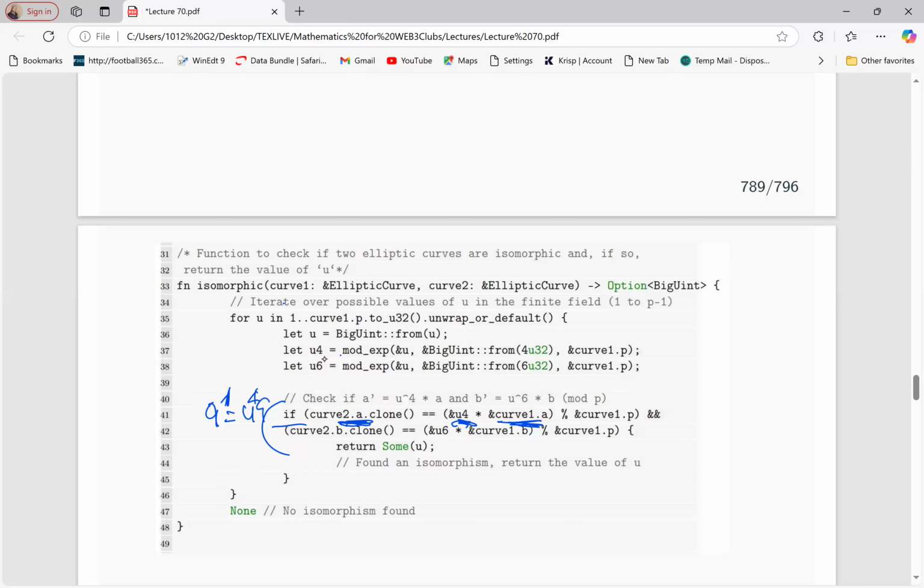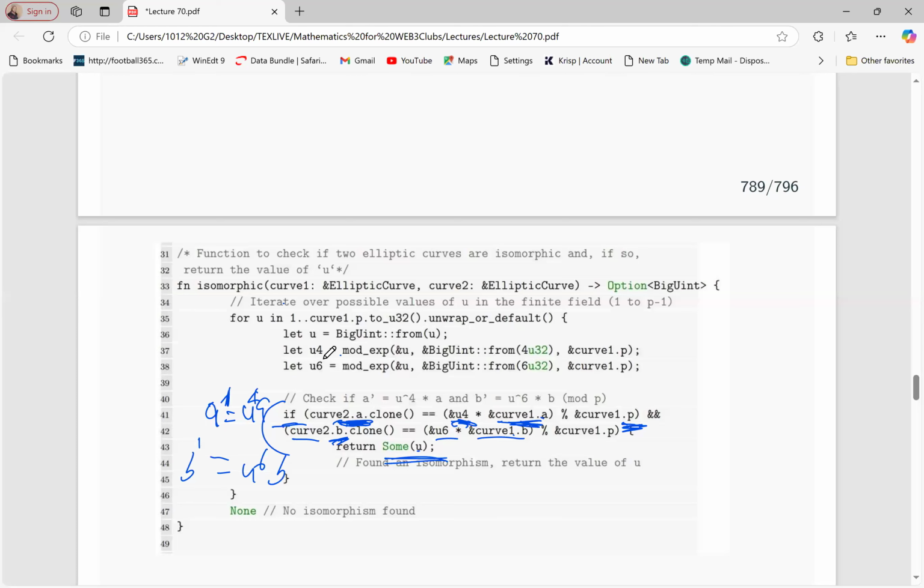So that is what it's checking here: if A of the second curve equals u raised to 4 times A of the first curve mod p, and it also checks if B of the second curve equals u raised to 6 times B of the first curve, then it declares that the u has been obtained. It returns some u. So if it returns that u, it means the two curves are isomorphic.